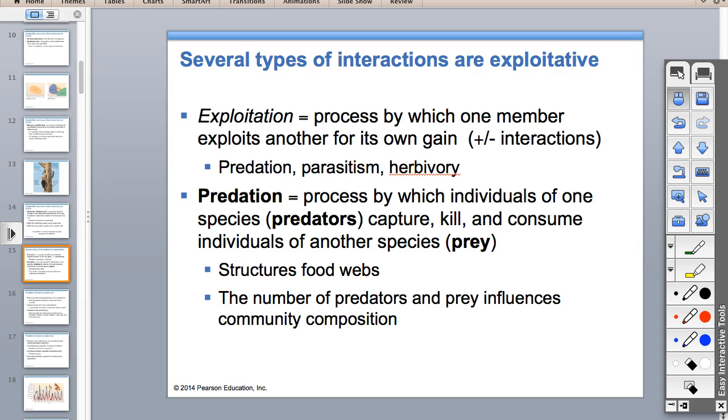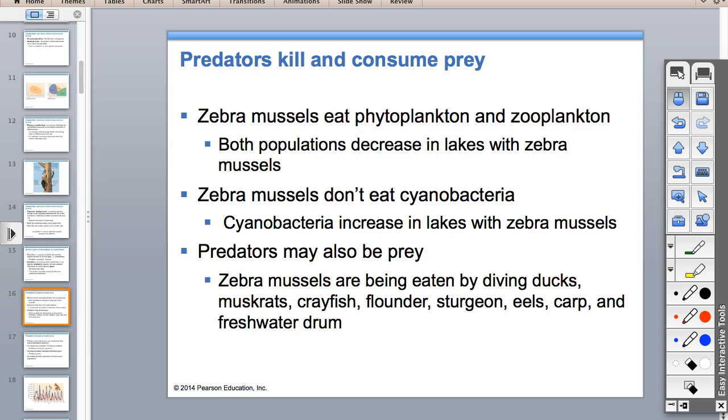So predation, like I said, predators eat prey. The zebra mussels are definitely doing this. They're not necessarily eating the native mussels, but they are eating the phytoplankton and zooplankton.